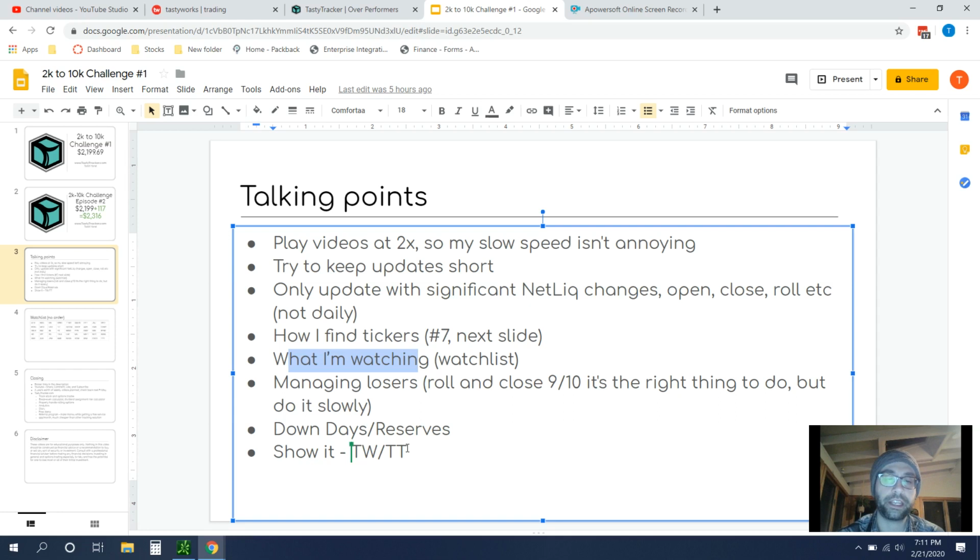Last bullet point really here is down days and reserves. So past 2 days have been down days on the market. Typically, the market doesn't have, you know, down day after down day after down day, or up day after up day after up day. So it goes back and forth. So for the down days, obviously, I want to put positions on with the hope that I can close them out on an up day. And so it's important to have some reserves in.